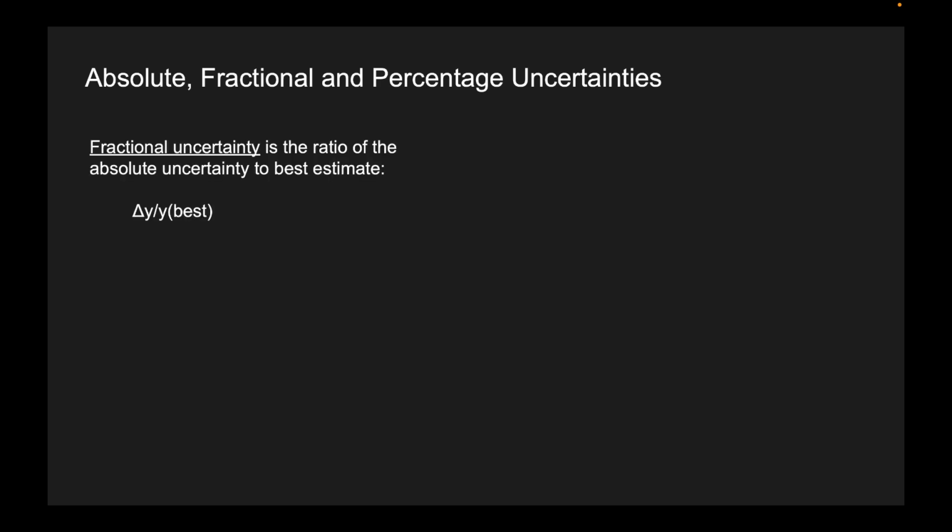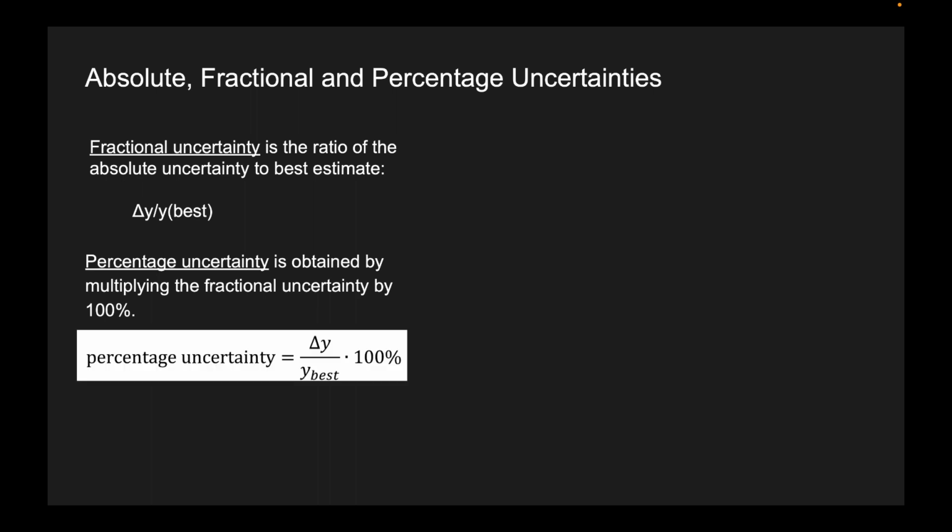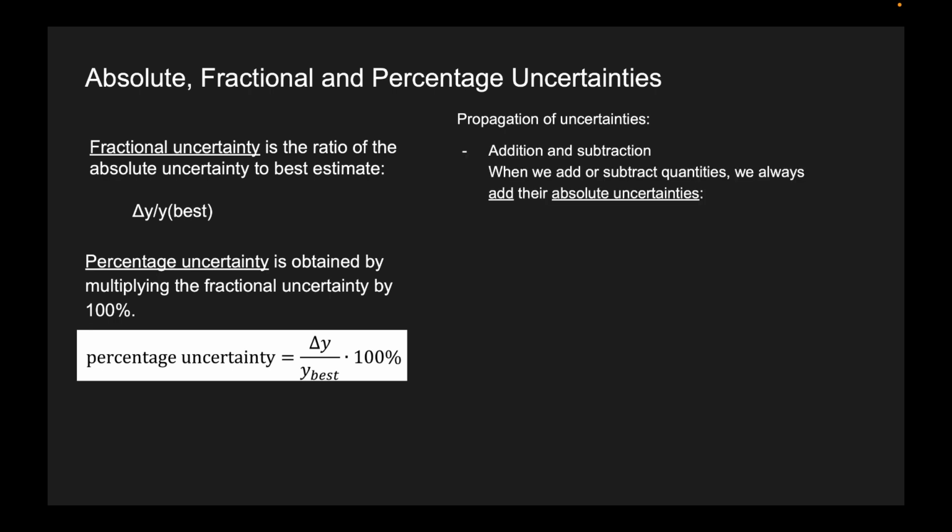Now let's talk about fractional and percentage uncertainties. Fractional uncertainty is the ratio of the absolute uncertainty to the best estimate. Percentage uncertainty, on the other hand, is obtained by multiplying the fractional uncertainty by 100%. Propagation of uncertainties is a must-to-know topic, especially when doing IA. Firstly, we'll talk about addition and subtraction. When we add or subtract quantities, we always add their absolute uncertainties.